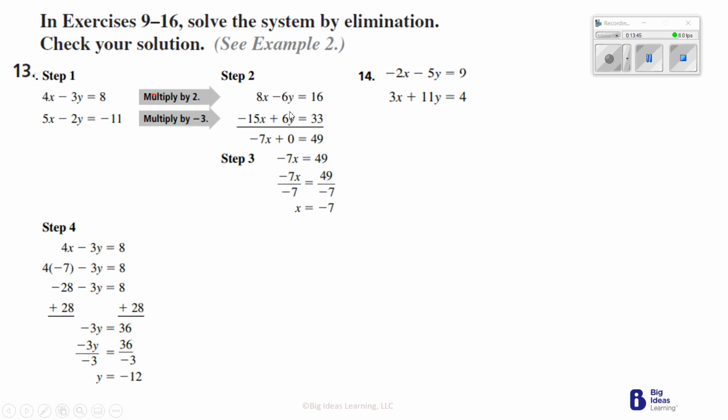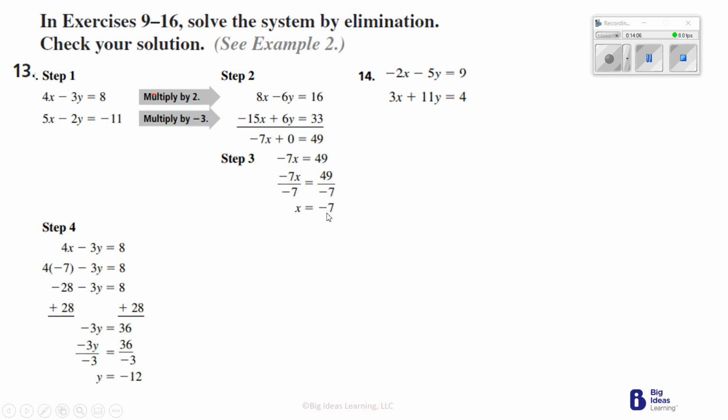Right now, we've eliminated the 6y. That leaves us with negative 15x plus 8x, that's negative 7x. And 16 plus 33, that's 49. Now I'm going to divide negative 7 away from negative 7x. And that means on the other side, I'll have to take 49 and divide it by negative 7. And that's going to give me negative 7.